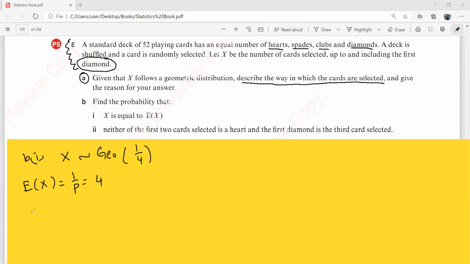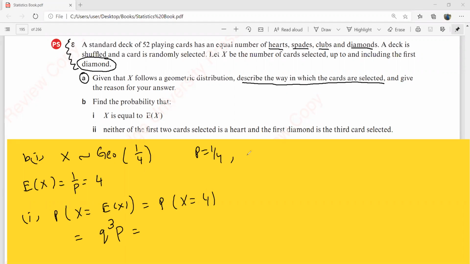Now this first part, it says the probability that X is equal to E of X. So he's basically asking that X is equal to 4. So this is going to be Q cube times P. If your P is 1 over 4, then your Q is going to be 3 over 4. So this is (3/4) cubed times 1 over 4. That is how you will do this first part.